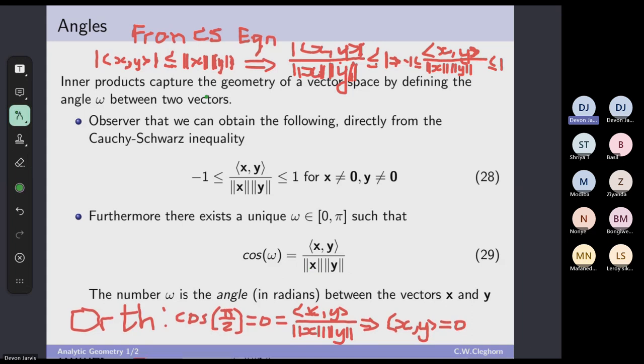And so if you have cos pi over 2, that is equal to 0. And that means the inner product between x and y is 0. So when vectors are orthogonal, pointing at 90 degrees to each other, then their inner product is always going to be 0 by default.